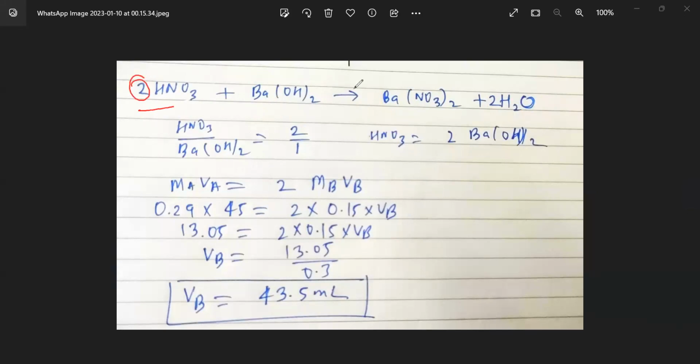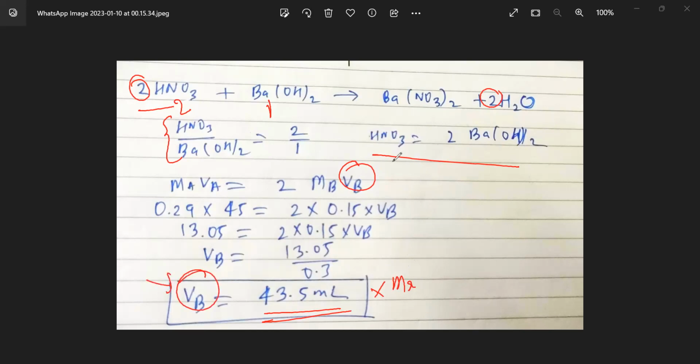Okay, so we got 2 here and we got 2 here. So ultimately what we saw is that 2 moles of acid are reacting with 1 mole of base. So you make it like this: MAVA upon MBVB. When you get it like this, you just have to find the volume of base, and the answer is 43.5 ml, right? And accordingly, when you multiply it with the molecular mass, this is going to be the volume of base.